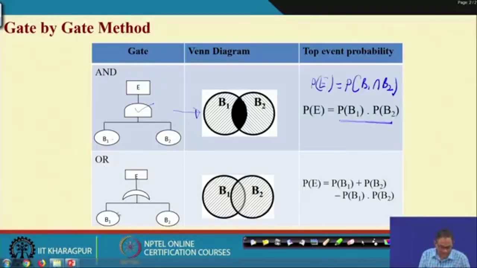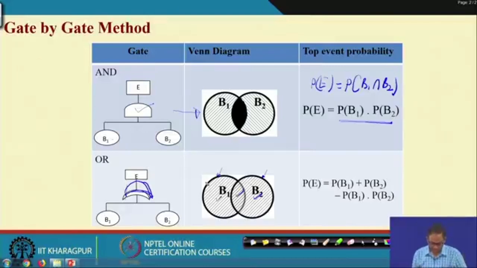What is an OR gate? That means if any of the basic events occur, the top event will occur. This is our OR gate. Now the probability of B1 is represented by this first circle, B2 by the second circle. If I say that either B1, B2 or both will occur, then this overlap portion and the non-overlap portion, all portions. That means non-overlap portion of B1, non-overlap portion of B2 plus the overlap portion.